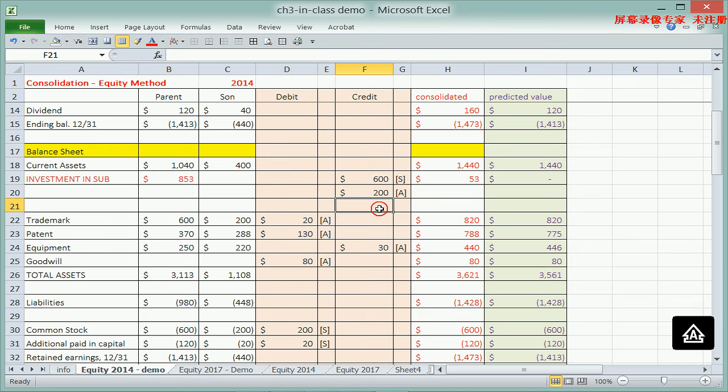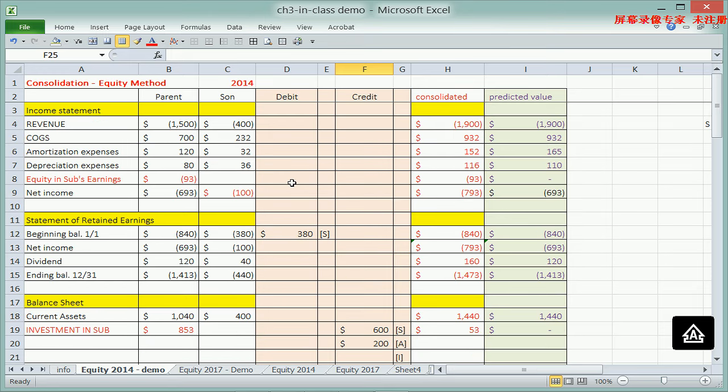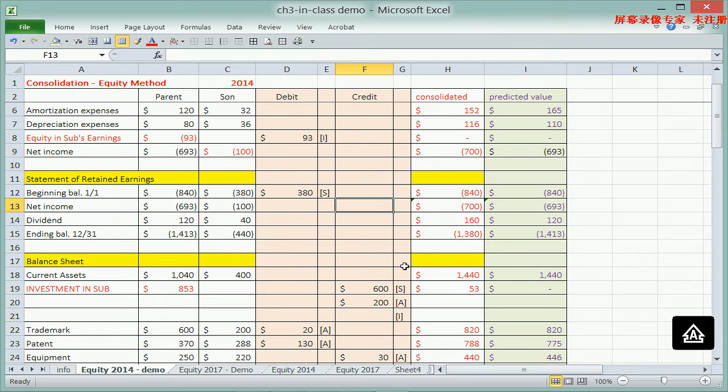Now let's do the I entry. The I entry is basically pretty easy. You just have to look for the equity in subsidiary's earnings, and you take the full amount off. Okay, so that is the I entry.